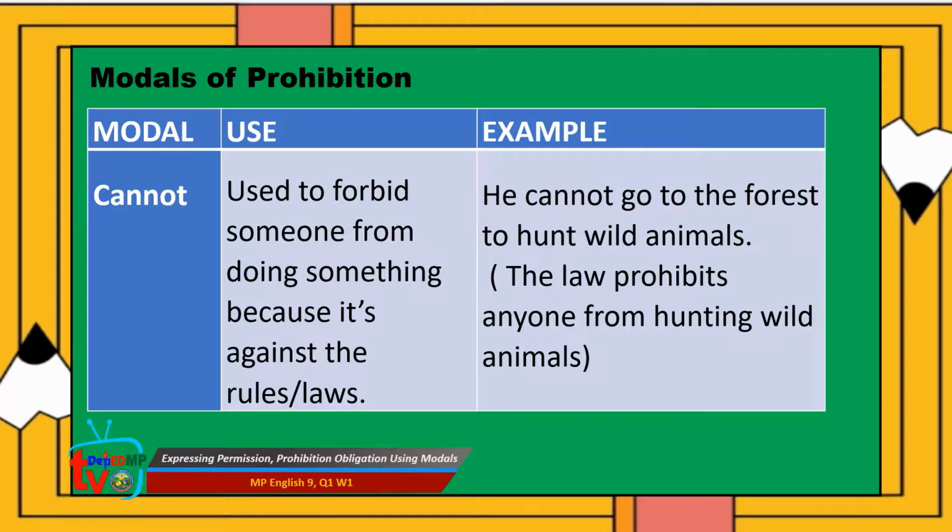Next is the modal cannot. Cannot is used to forbid or prohibit someone from doing something because it's against the rules or law. For example, he cannot go to the forest to hunt wild animals. It means that he is forbidden or not allowed to go to the forest and hunt wild animals because the law prohibits anyone from hunting wild animals. Remember that the modal must not is also used to prohibit someone from doing something that is against the rules or law, but it is used in a formal way while cannot is used in informal situations.